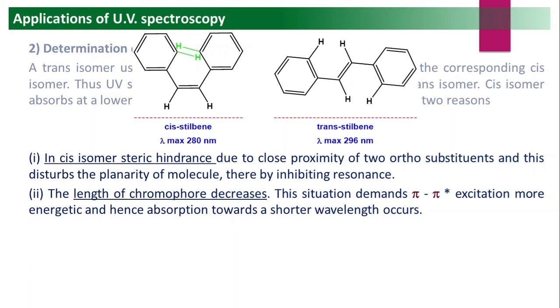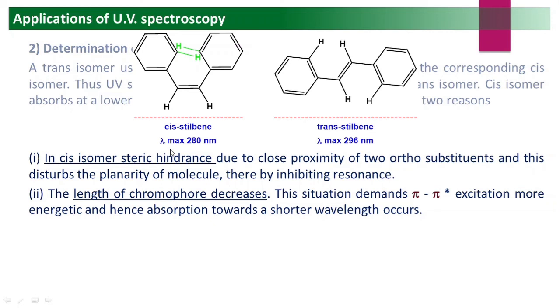So see here, this is the cis stilbene. The length of the chromophore is this much, and the length of trans stilbene is this much. So this is the longer resonance. The length of this chromophore is higher than this cis stilbene, and this is the reason trans stilbene absorbs at a longer wavelength as compared to the cis stilbene. So these are the two reasons.